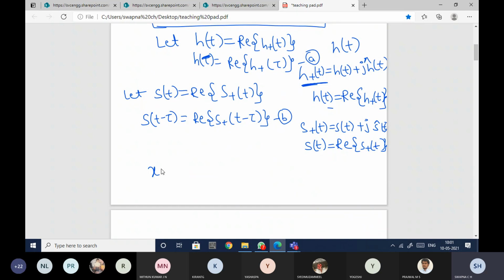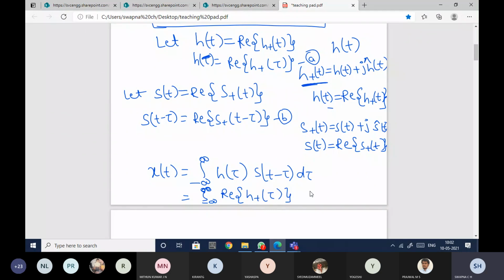So it will turn to x of t is equal to integral from minus infinity to plus infinity, whatever we have, let me write that first, s of t minus tau d tau. Now here I'll substitute the values of h of tau and s of t minus tau. So integral from minus infinity to plus infinity, h of tau is nothing but real part of h plus of tau. In place of s of t minus tau, I'll substitute the b equation, Re of s plus of t minus tau. We can write it in this way or here only.